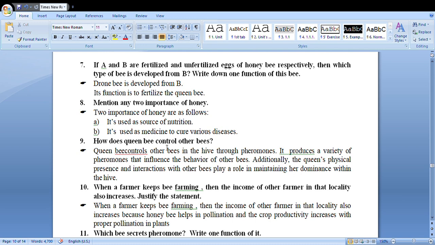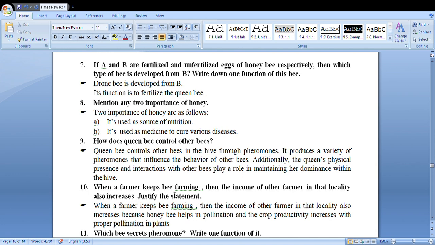How does queen bee control the other bees? Queen bee controls the other bees in the hive through pheromones. It produces a variety of pheromones, that's scent chemicals, that influence the behavior of other bees. Additionally, queen bee's physical presence and interaction with other bees play a role in maintaining her dominance within the hive. So the main thing is pheromones produced by the queen bee and her physical presence and interaction that help to control the other bees in the hive.